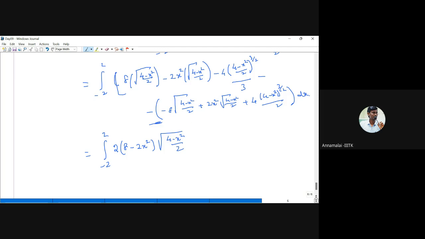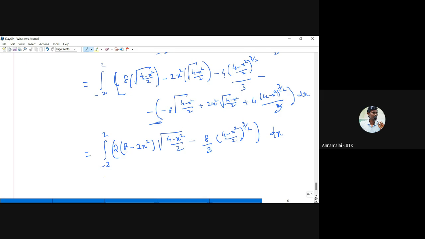Okay, and then the remaining things here, this is actually 4 by 3, this is also 3, sorry. So if you simplify this, you will get minus 2 times this, therefore 2 times this one is nothing but 8 times. So therefore 8 by 3, 4 minus x square by 2 power 3 by 2. So that's it, into dx. Now you have to integrate. So maybe I can write the direct answer.